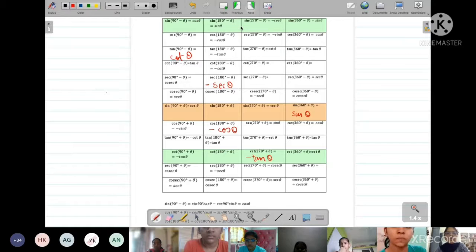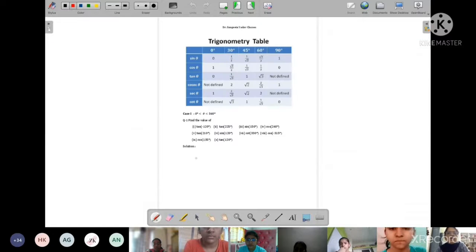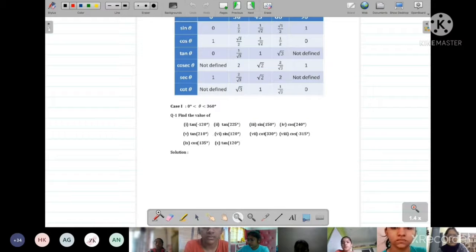Now, based on this only, these questions are there. So we are going to do this question again. That day I told you two cases we are doing. The first case is when the angle lies between 0 and 360. So in that case, what we have to do? We have to express our angles as 180 minus, 180 plus, 270 minus, 270 plus, like that.